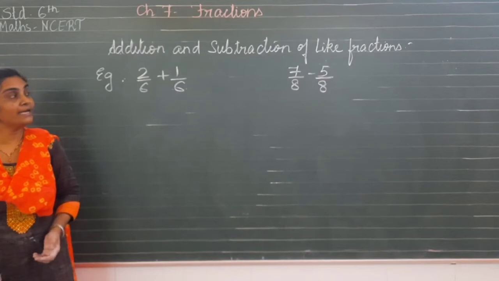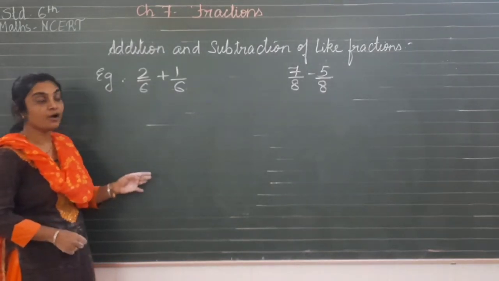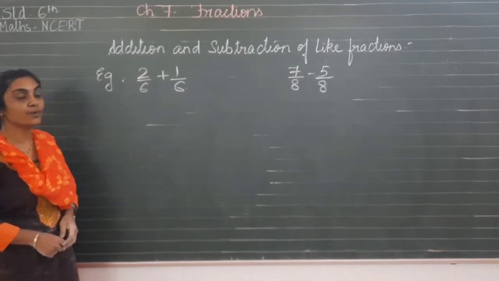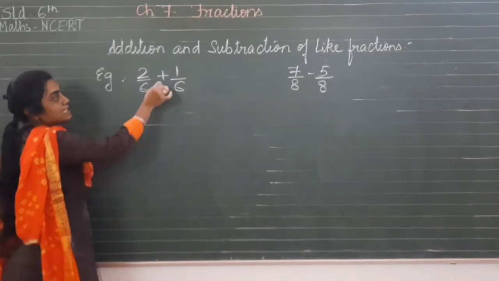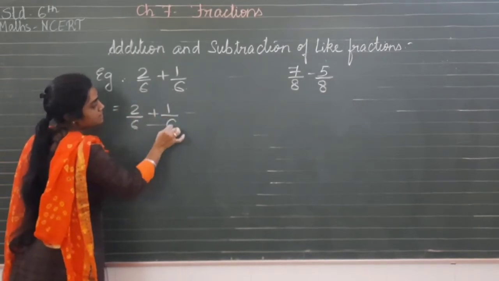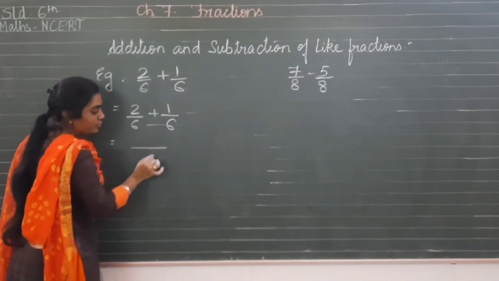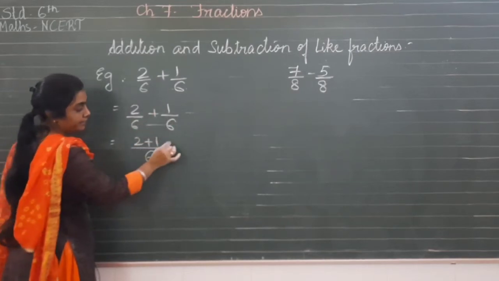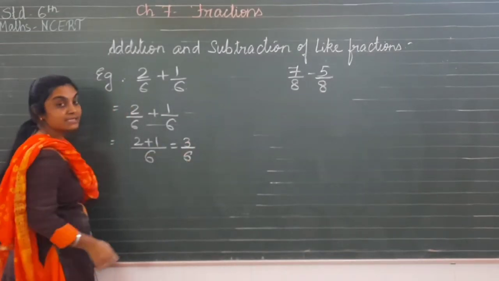Now let us look at addition and subtraction of like fractions. We will see one example each of addition and subtraction. Example: 2 upon 6 plus 1 upon 6. We know like fractions mean the denominators are the same. So here the denominators are same, so we will write this denominator once, and 2 plus 1 in the numerator. 2 plus 1 is 3 upon 6. Now 3 upon 6 is the answer.